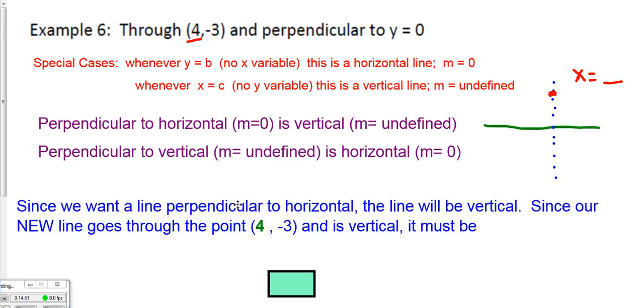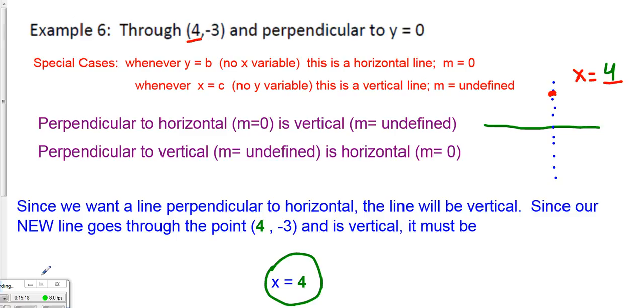Since we want a perpendicular line to a horizontal, the line has to be vertical. Our new line goes through the point 4, negative 3. It is vertical. All of those x values have to be 4. So our line is x equals 4. That would be the perpendicular line to y equals 0 going through the point 4, negative 3. And that'll actually be it for our last video.